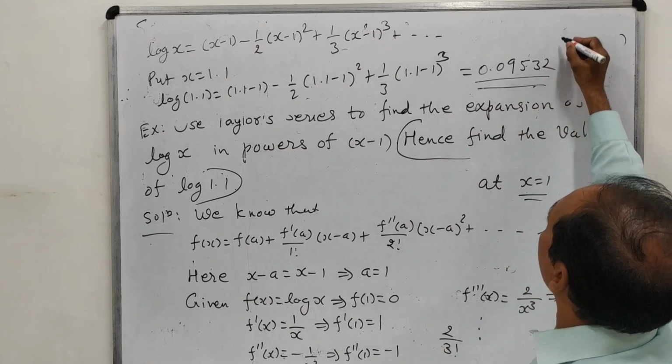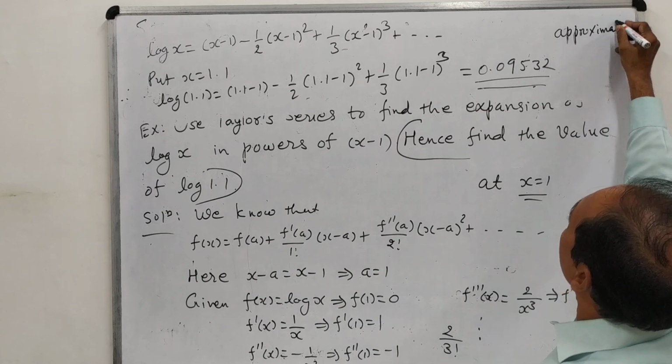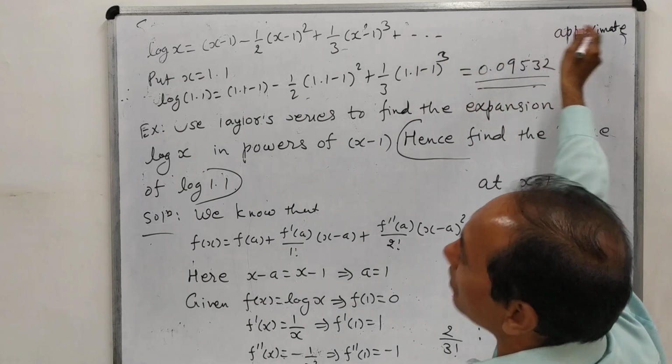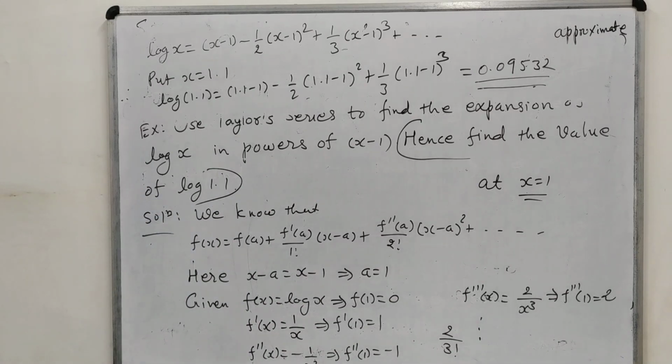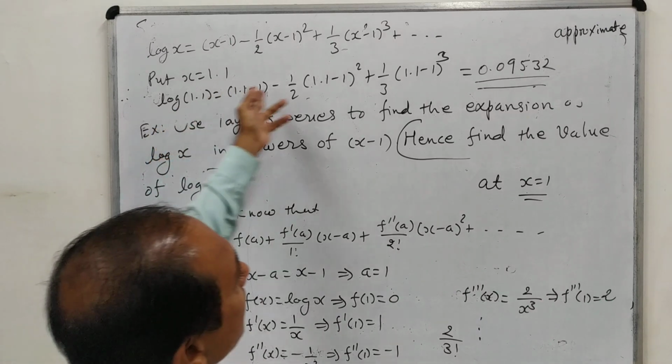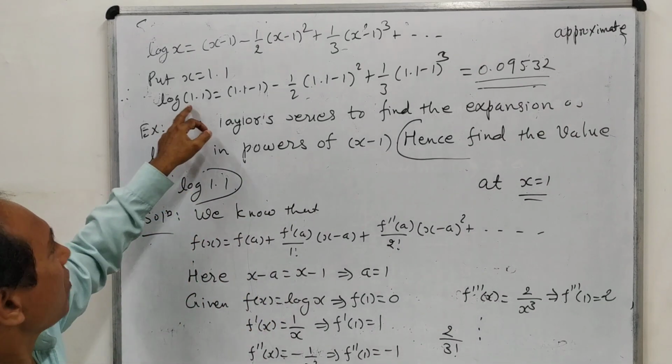And these values are nothing but approximate values, because we are not using a large number of terms. Here we have used only 3 terms, so this will not be the exact value. We will call this an approximate value, but this approximate value is near to the exact value. Also you can verify this answer by using your calci. In calci, find out log of 1.1.